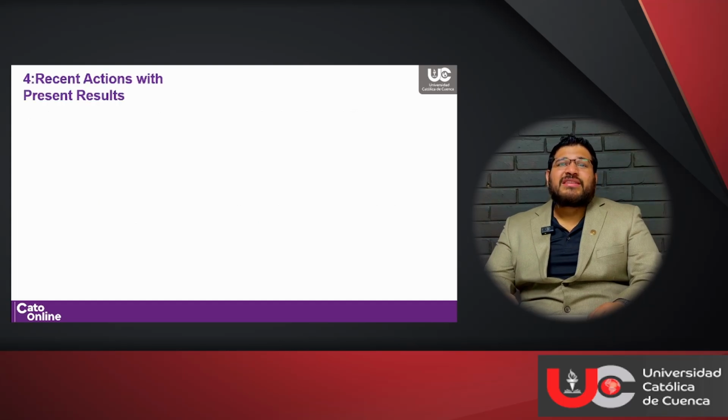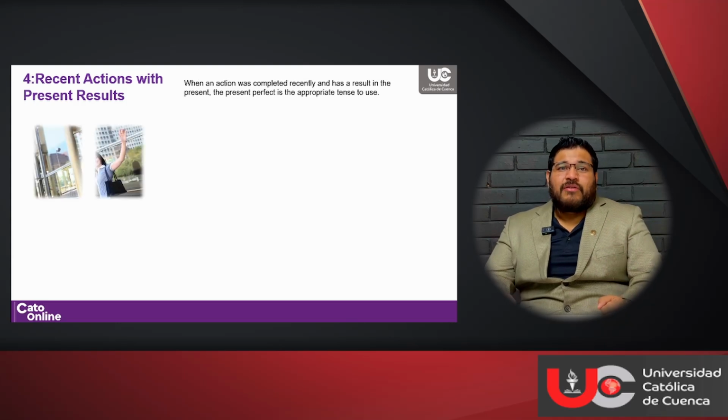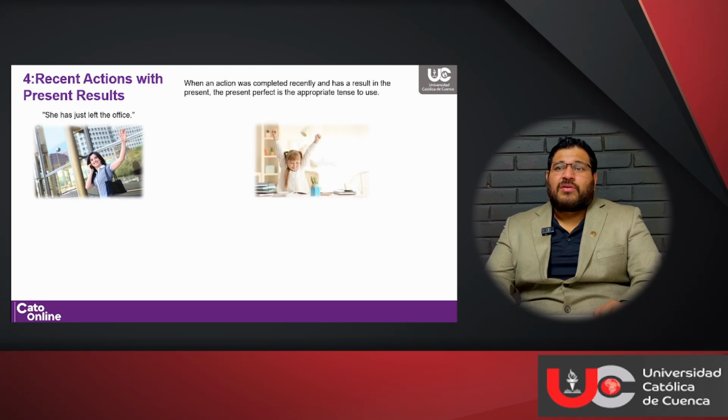The other, recent actions with present results, okay? For example, it's an action that was completed recently and has a result in the present. And also in this case, the present perfect is appropriate. For example, look at this. She has just left the office. So the intention here is that she just finished working in this case, okay?